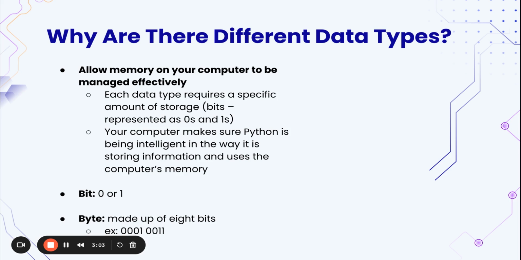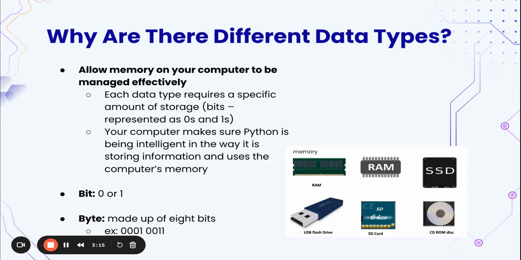So like said before, a bit is 0 or 1, and a byte is made up of 8 bits. For example, 0001 and 0011. And this is memory on your computer.